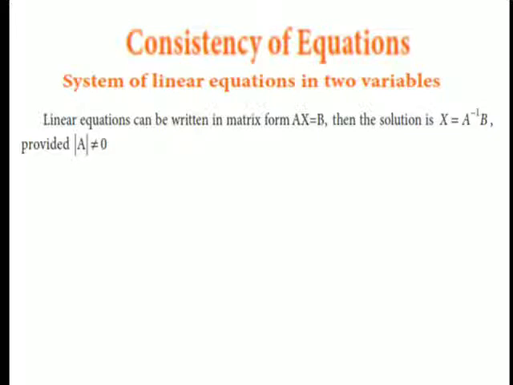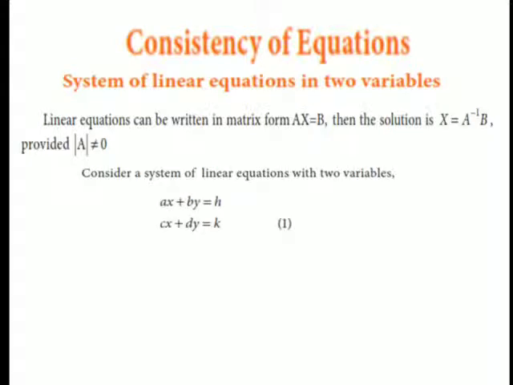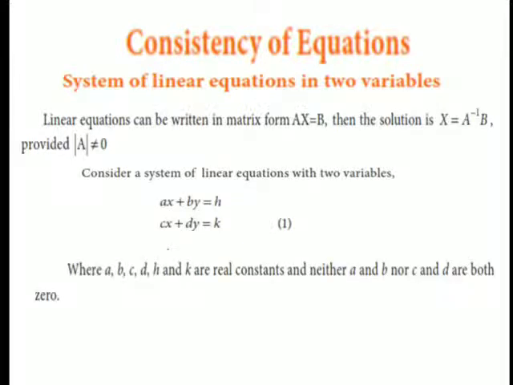A linear equation can be written in matrix form AX = B. Then the solution is X = A inverse B, provided determinant of A is not equal to 0. Consider the system of linear equations with two variables ax + by = h, cx + dy = k, where a, b, c, d, h and k are real constants and neither a and b nor c and d are both 0.